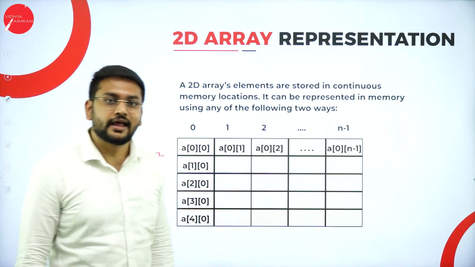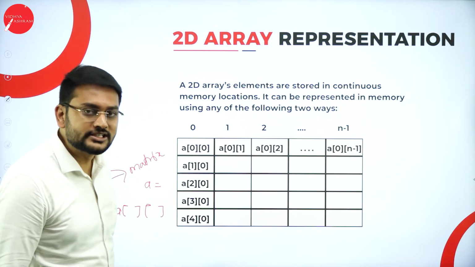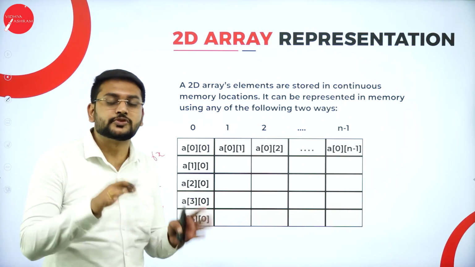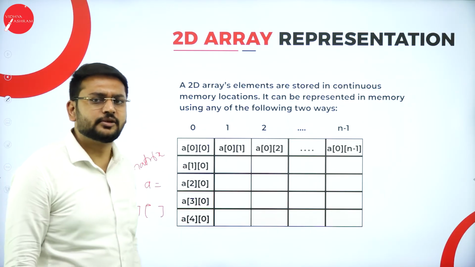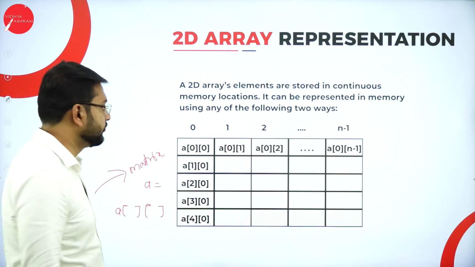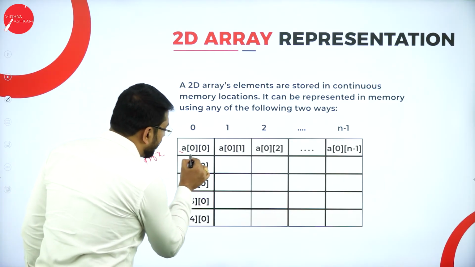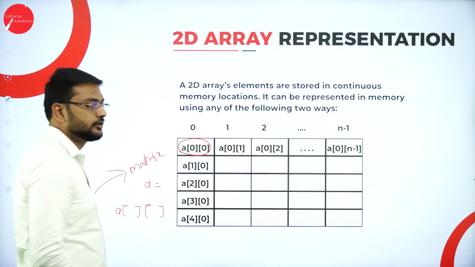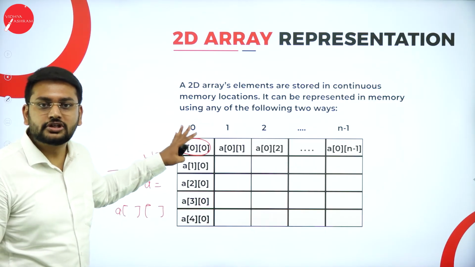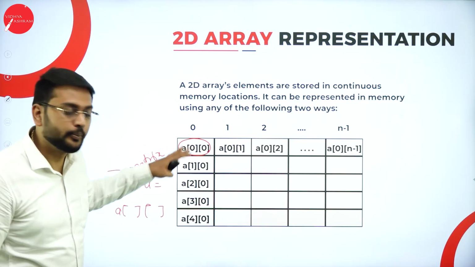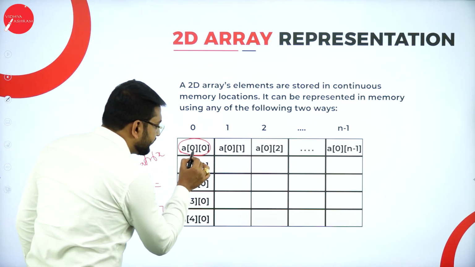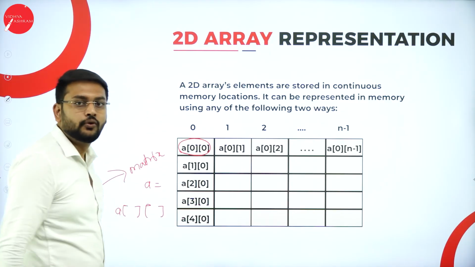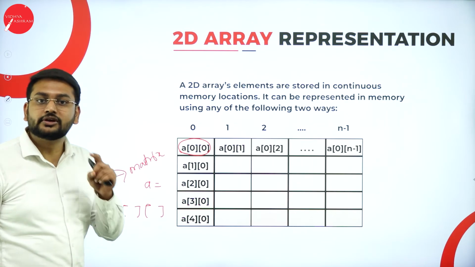So what is that I have? One is specifying the row, another one is specifying the column. What exactly does it mean? Observe carefully. The location of this two-dimensional array can be specified by A of 0 of 0. That is what you need to remember.